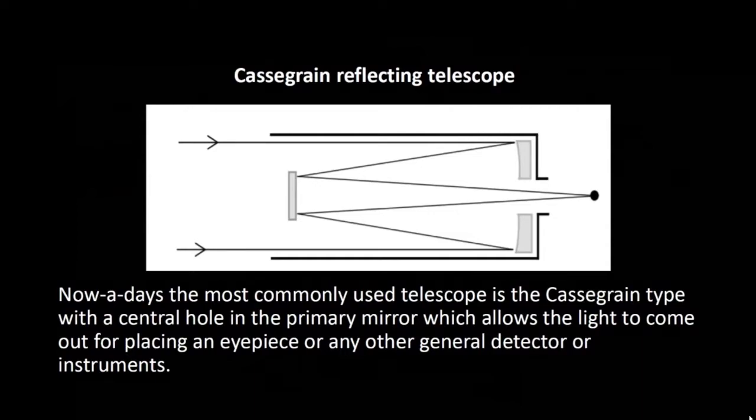So a little later, okay. So the French optician Cassegrain, if I'm right in pronouncing, who lived at the time of Newton, designed another reflector. You can see here the ray diagram of that. Nowadays, the most commonly used telescope is this one, and it has a central hole in the primary mirror, which allows the light to come out for placing an eyepiece and other general detectors or instruments.